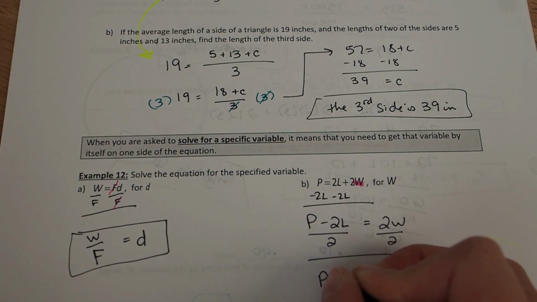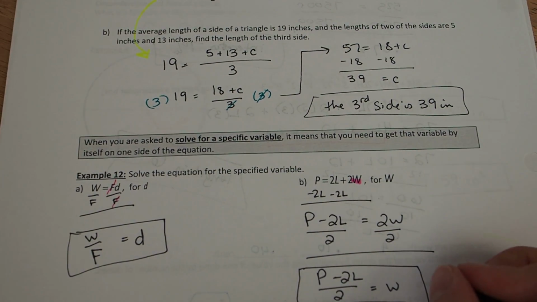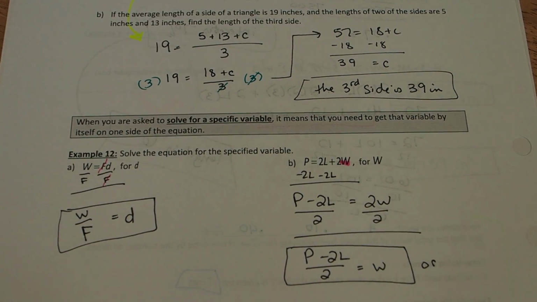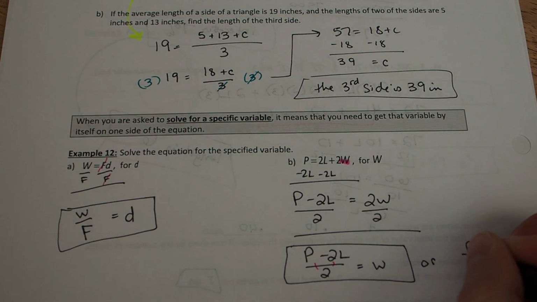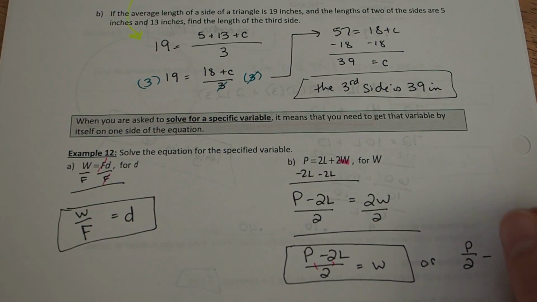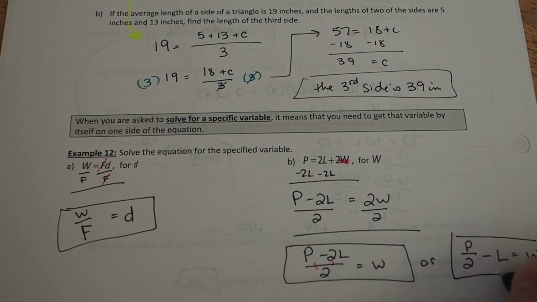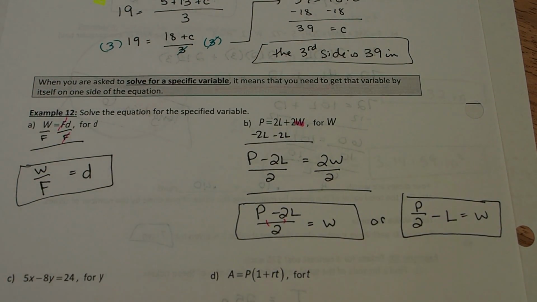You can't do P minus 2L divided by 2, so you can just leave it. Or, you can't divide the entire thing by 2, but you could distribute the division by 2. You could divide both parts by 2, and then it would look like P divided by 2 minus 2L divided by 2, which is just L. Either one of these is fine. They're both considered equally simplified. It doesn't matter to me which one you have. I'm just showing you two different ways of getting equivalent expressions here.